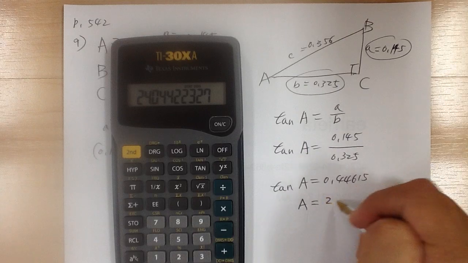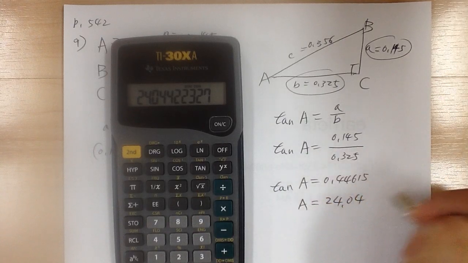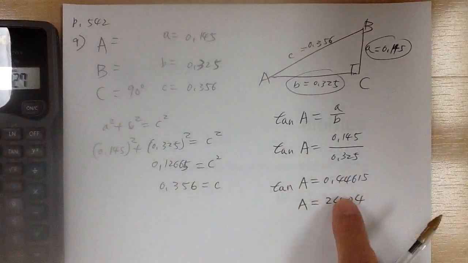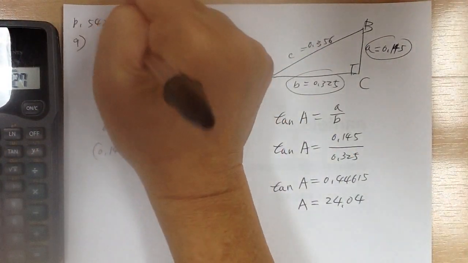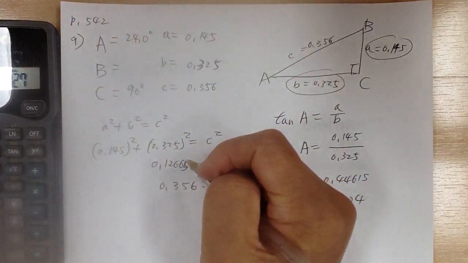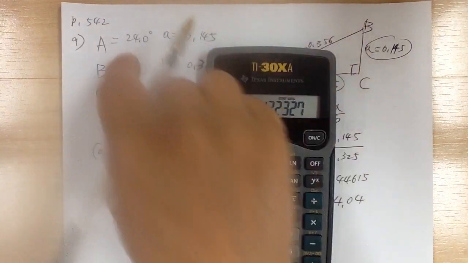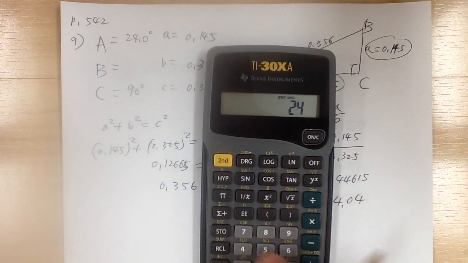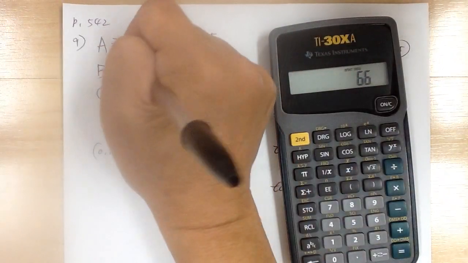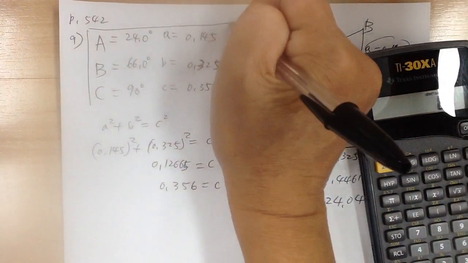And this will give you 24.04, whatever. If you round it off to the nearest one, it will give you 24.0 degrees. And to find B, you just use 90 minus that. So 90 minus 24 equal 66. And so that's it for number 9.